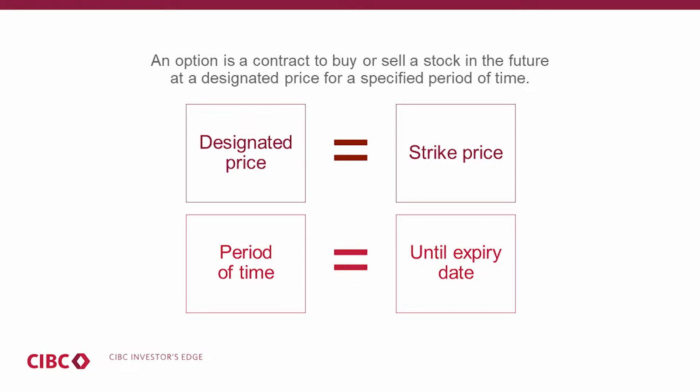So now we take that concept and apply it to stocks. An option is a contract to buy or sell a stock in the future at a designated price, otherwise known as a strike price, for a specified period of time or up until the expiry date. To start, there are two types of options. There are call options and there are put options.